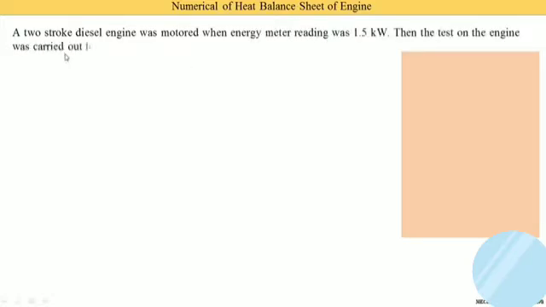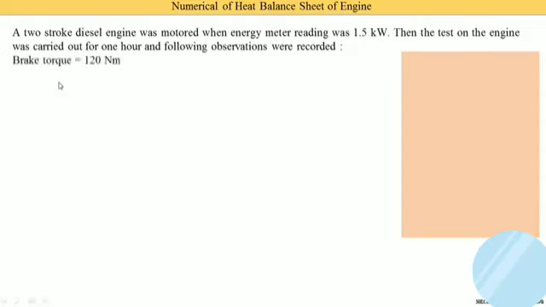So a two-stroke diesel engine was motored when energy meter reading was 1.5 kilowatt. Then the test on the engine was carried out for 1 hour, means the engine is run for 1 hour and the following observations were recorded. So first we go to the problem statement, then I discuss the given data and how to convert given data in the proper units.